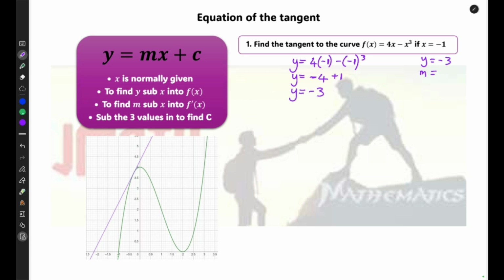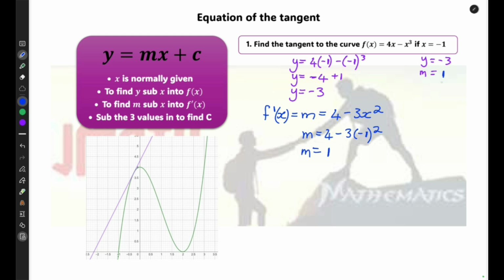To find m, I'm just going to sub it into the first derivative. So the derivative of f(x), I know that is m, and in this case it would be 4 minus 3x squared. I'm just doing the shortcut, the power rule. If you're unsure of how I got the derivative, please go and check the video on the power rule. So now I know that is my derivative, I will find m by making all the x's minus 1 for this specific sum. And that would give me 4 minus 3, which gives me m is equal to 1.